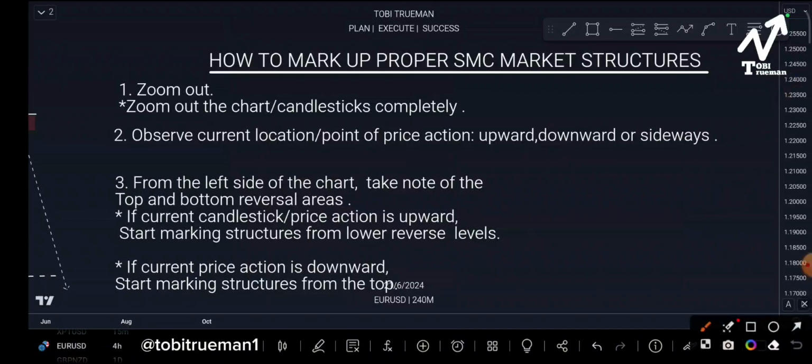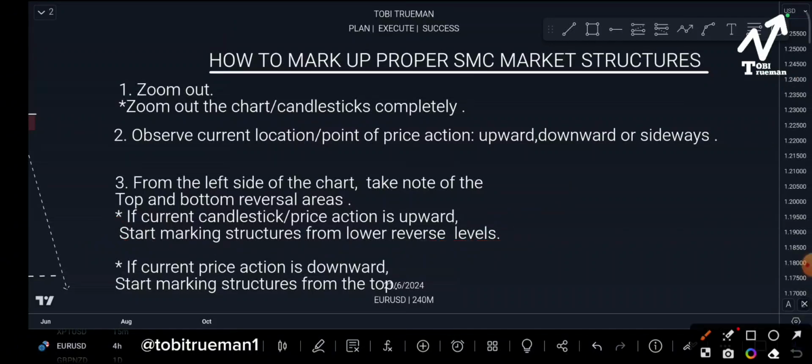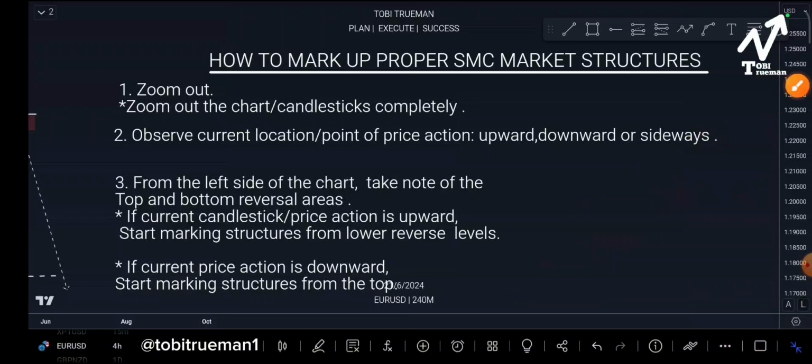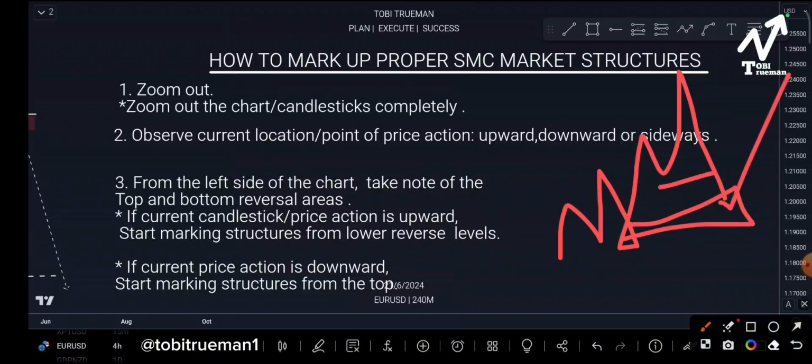Now, if the current candlestick or price action is upward, start marking structures from the lower reversal areas. Maybe when you check, you have not marked the market structure yet, just the normal direction of price. You see that everything is moving upward, upward, upward, upward. You just have to mark from the downside so that you go along with price action, and see the different market structures until you get to the final market structure. Then you can make your decision from there, to say, okay, maybe price will come back to this inducement, come to the order block and continue buying.